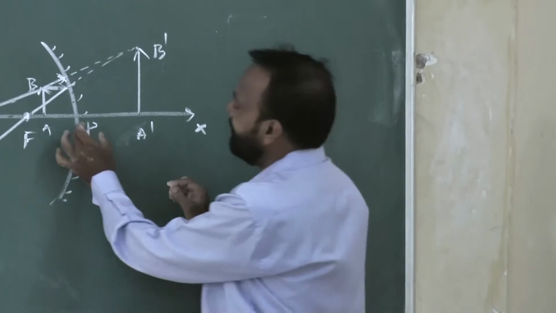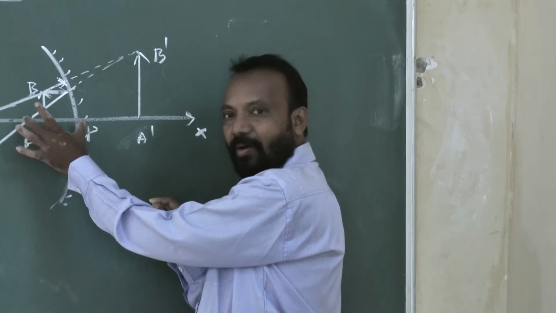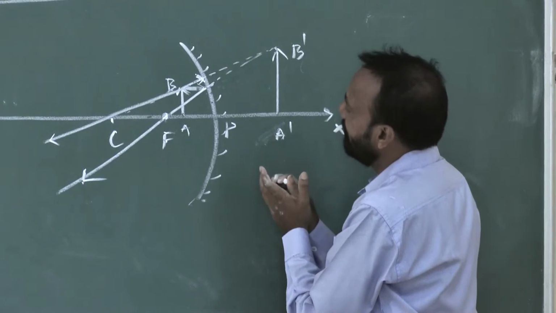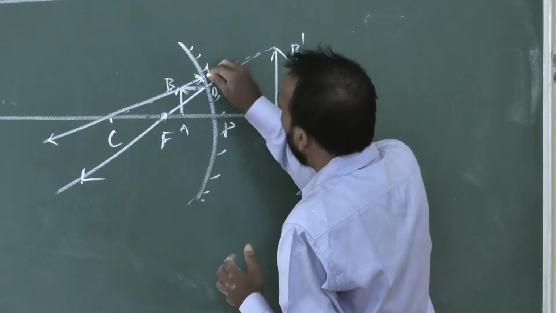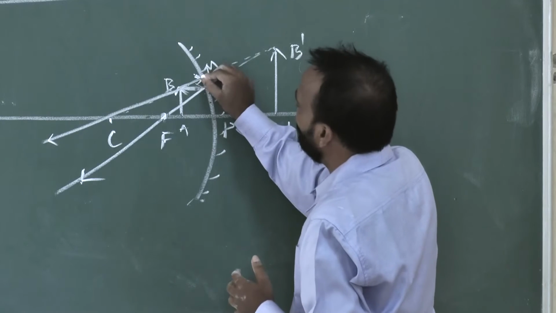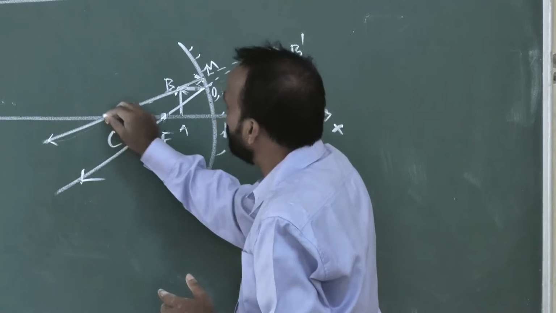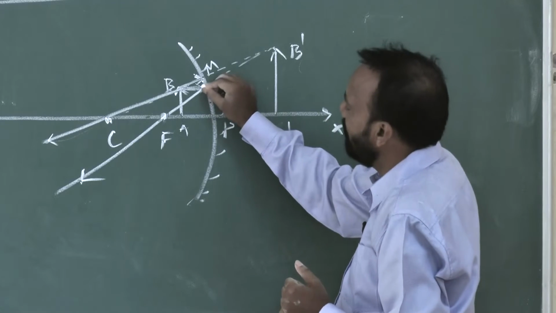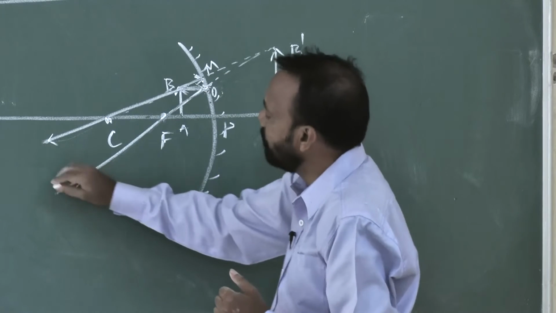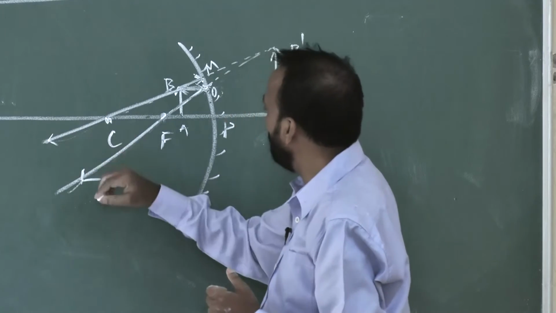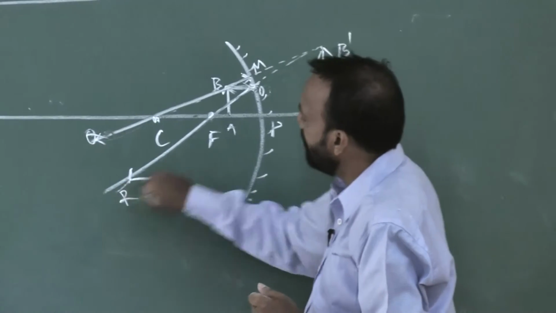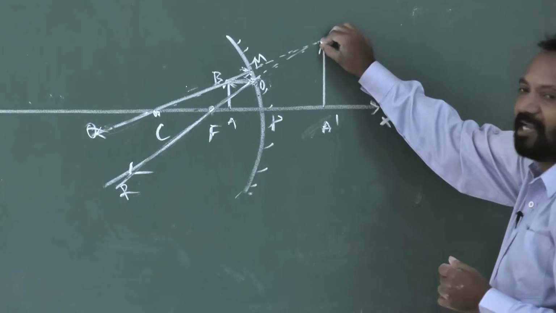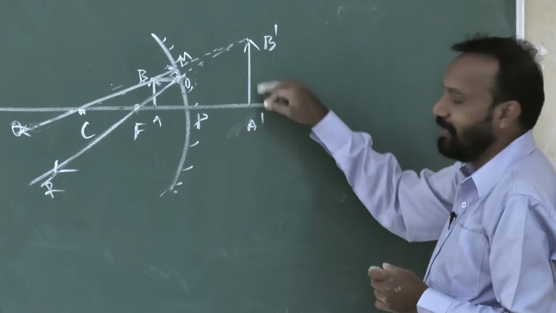Now this object is in between P and F. Carefully observe that this is the O point, this is the M point. Suppose BM is the ray reflected and returning back, passing through the center of curvature. BO is the incident ray falling on the mirror, and OF, whatever name I can give, Q, R, whatever, this is the reflected ray, and they appear to meet on the opposite side of the mirror, bigger in size.